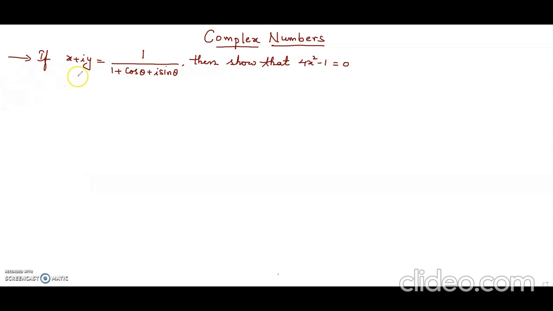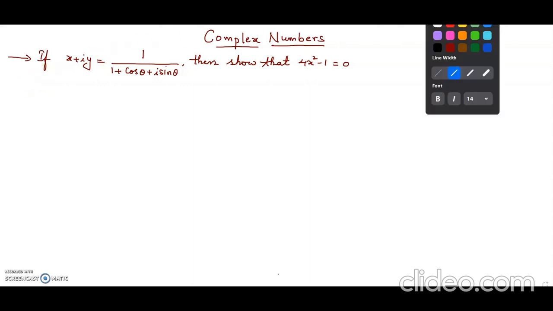So in this class we'll see a few problems on complex numbers. The first one is: if x plus iy equals 1 by 1 plus cos theta plus i sin theta, then show that 4x square minus 1 is equal to 0. So we will consider what is given to us here.